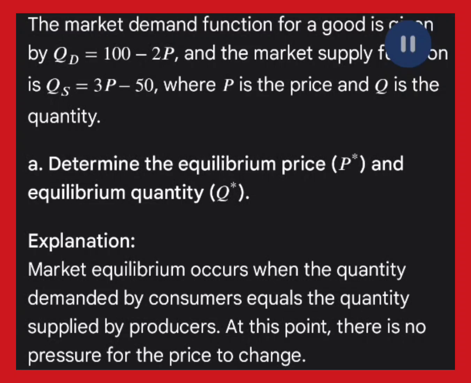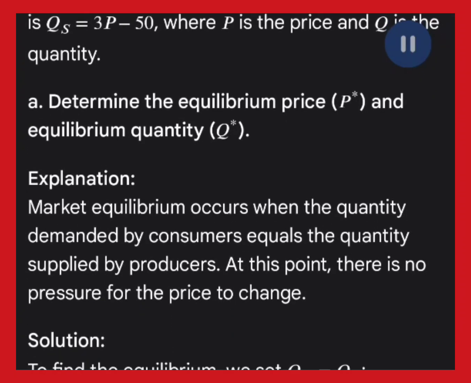Explanation: market equilibrium occurs when the quantity demanded by consumers equals the quantity supplied by producers. At this point, there is no pressure for the price to change.